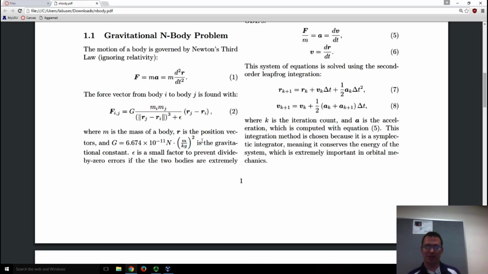And since we're doing non-collision in this case, I mean, if you want to, you could code up a collision so that they merge into one object, but then you have to conserve momentum, and then your parallelness gets all screwed up. So we're not going to do that. We're just going to throw an epsilon in there and call it good.